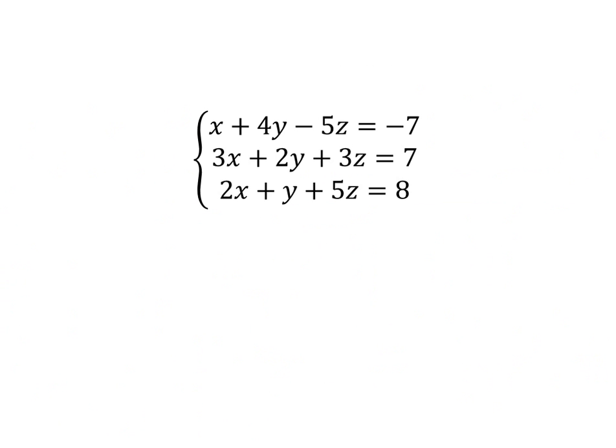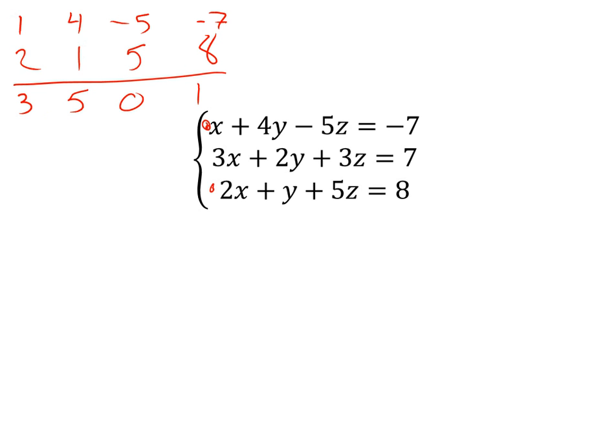All right. So now let's look at another example. So starting here, which ones am I going to use? Oh, I'm going to use this one and this one. So we have 1, 4, negative 5, negative 7, 2, 1, 5, 8. And as you see, when I add, the z's cancel again. 1, 5, 3.